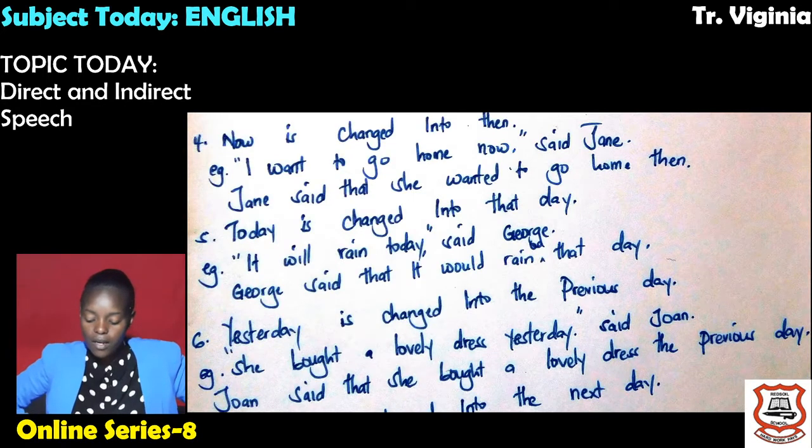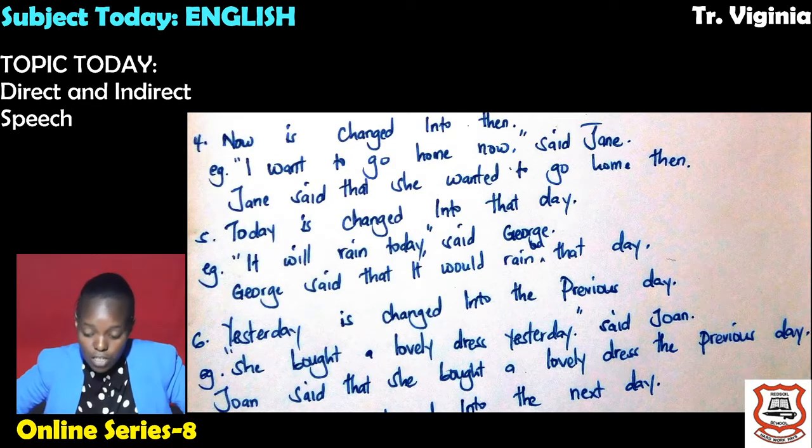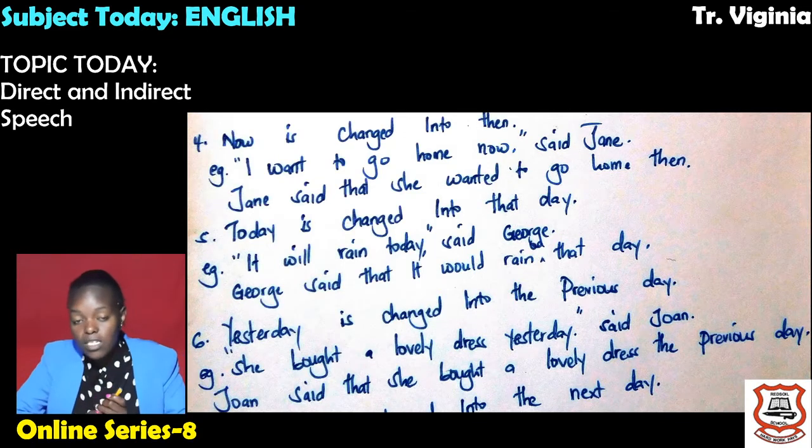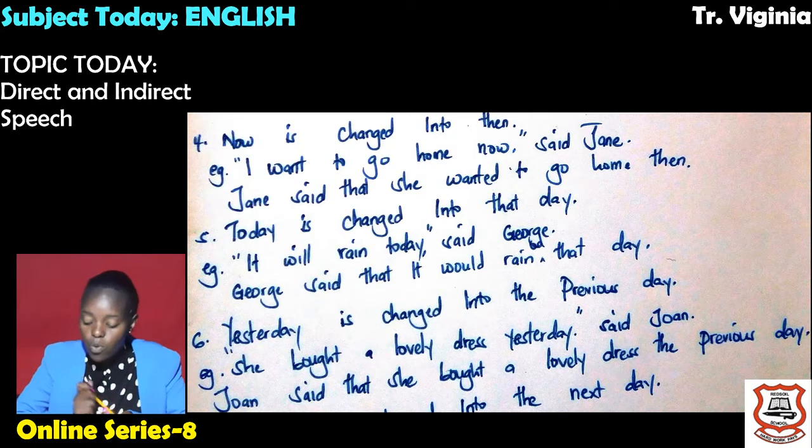Number four, "now" is changed into "then." So change that into indirect speech. An example of a sentence: "I want to go home now," said Jen. So into indirect speech, Jen said that she wanted to go home then.